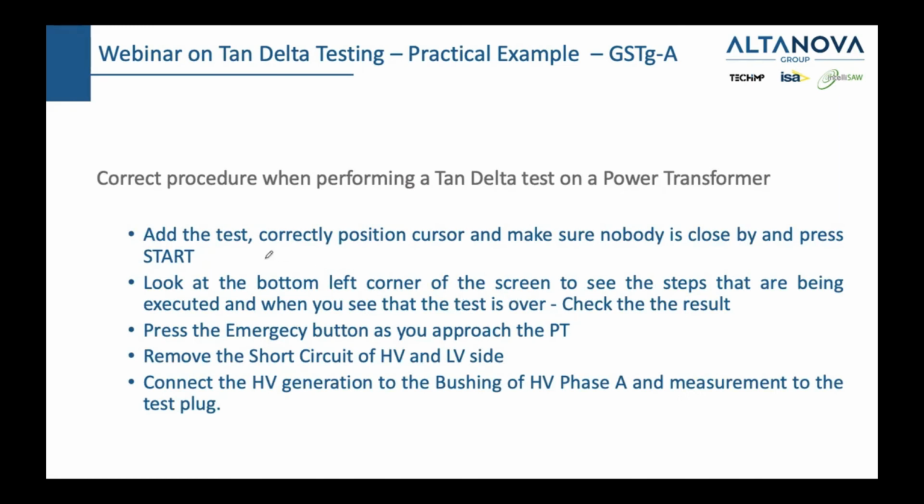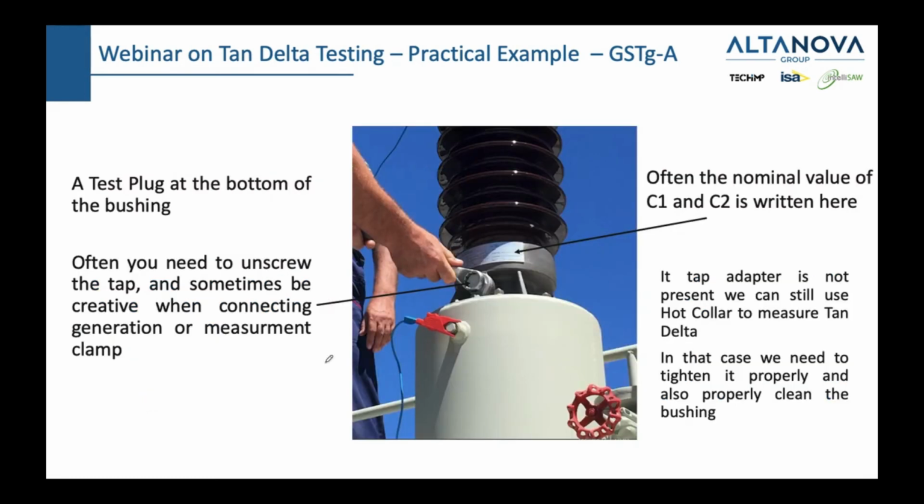So again, the process is you press start, you look at the bottom left corner, and you check the result. You press the emergency button before you approach the PT, and then you start the next set of measurements. Before you do that, you remove the short circuit, because the next step is measuring the bushings.